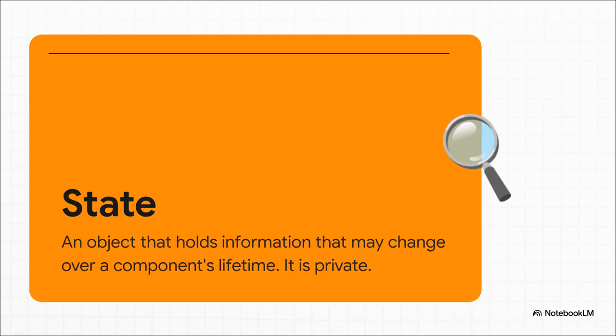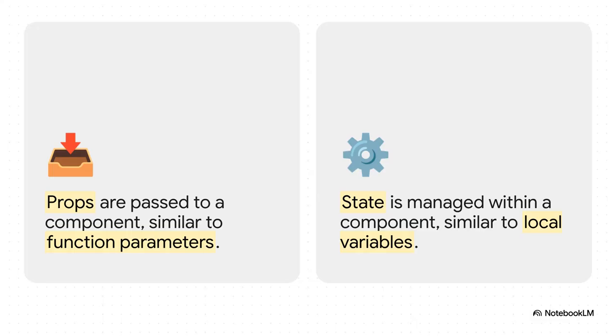And the second concept is state. So if props are data passed into a component, state is that component's own personal memory. It's information that the component itself manages, and it can change over time. Things like, is this drop-down menu open? Or what text has the user typed into this search box? That's all state.